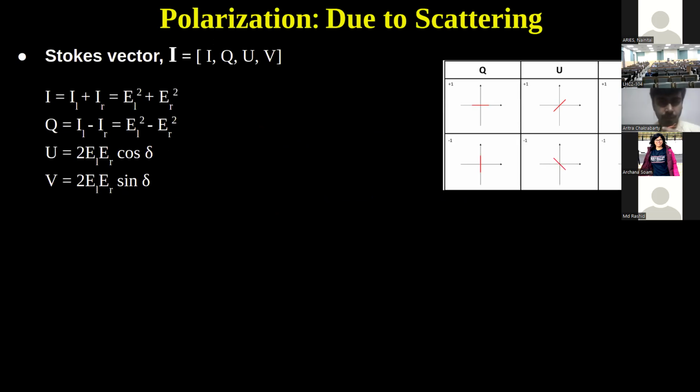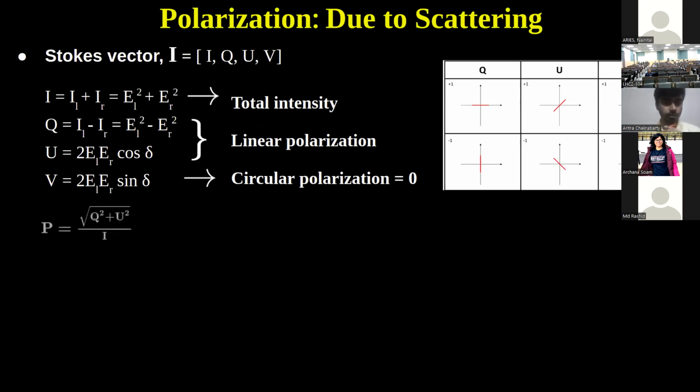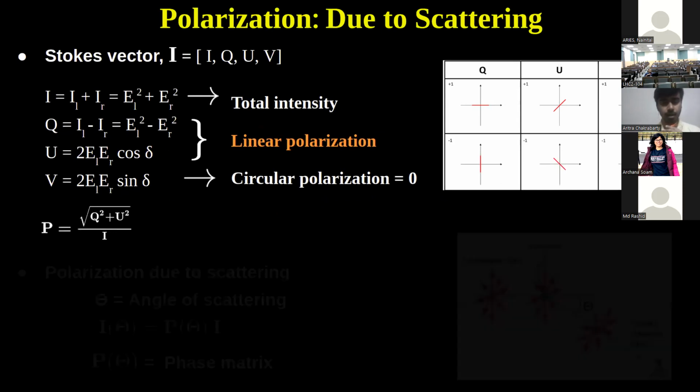I'll briefly describe what polarization is and how it originates from scattering of light in the atmosphere. We are aware of the Stokes vector, IQUV, where I is the total intensity, Q and U are the linear polarizations, and V is the circular polarization. V is set to 0 because the effect of scattering on V is ignorable. So we will be focusing on linear polarization. The total degree of linear polarization is the square root of Q squared plus U squared, divided by I.